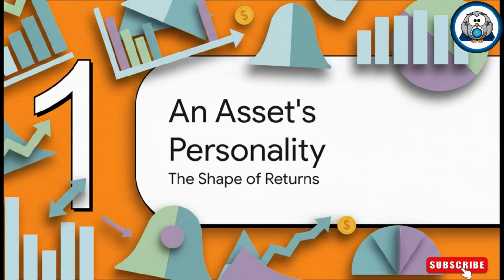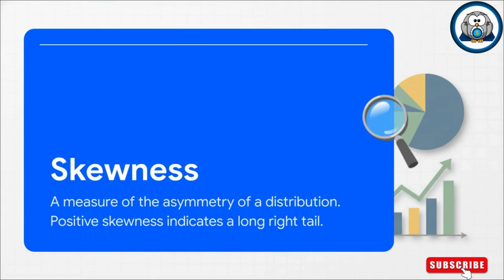The first step is to really understand, let's call it, the true personality of an asset's returns. And we do that by looking at the shape of its distribution. Okay, and that brings us to our first cool tool, Skewness. In simple terms, Skewness just tells us if the distribution of returns is kind of lopsided. A positive skew, which is what we're looking at here, means you've got this long tail on the right side. And that can be a super important clue about the potential for some rare but really big gains.